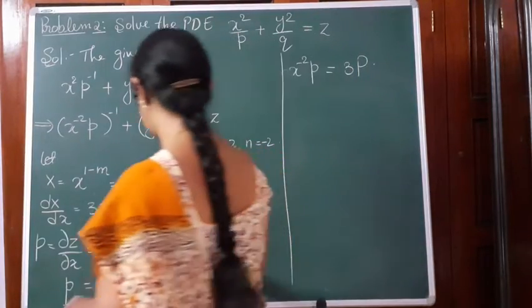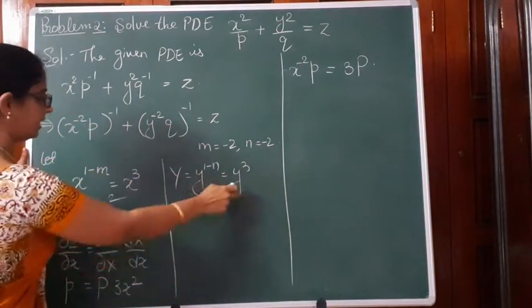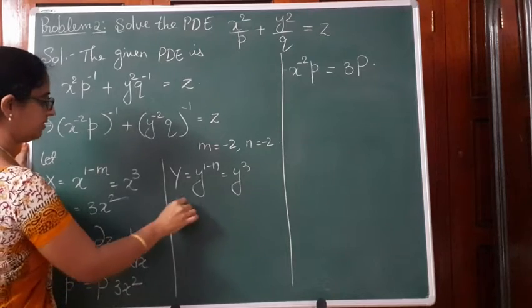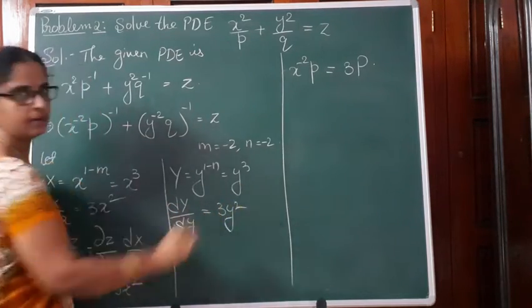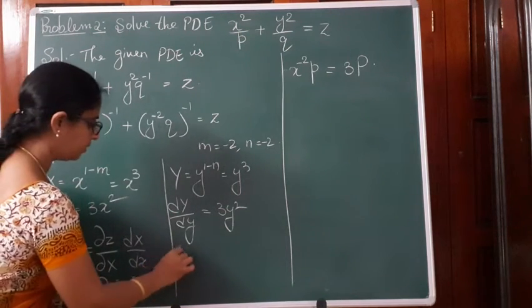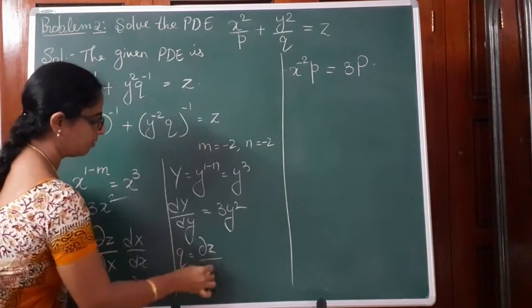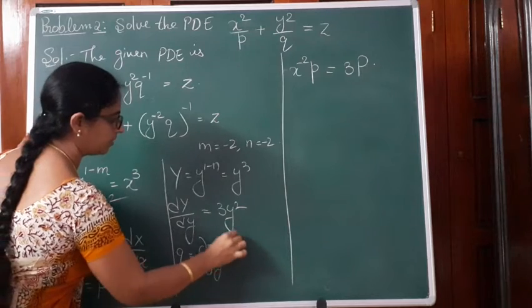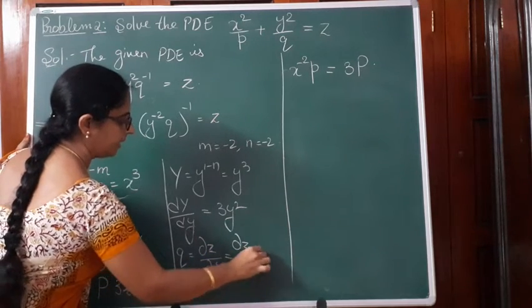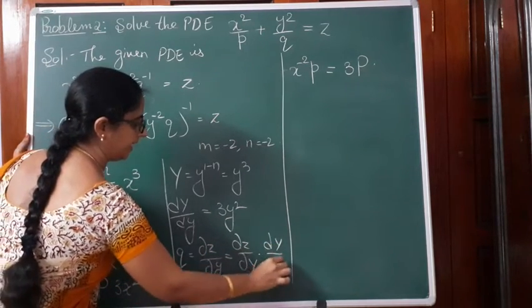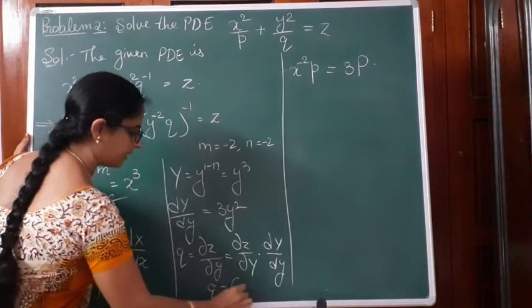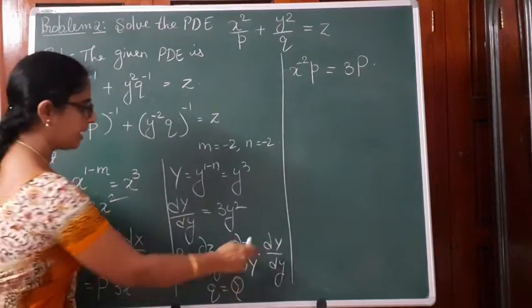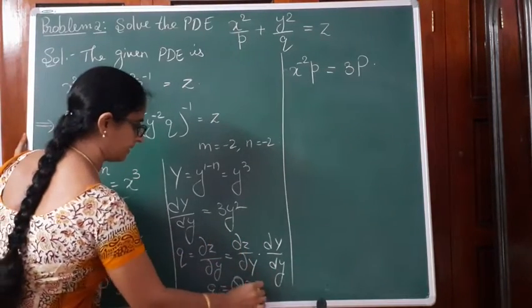Now consider this. Capital Y is equal to y cube. So what is dY by dy? dY by dy is equal to 3y square. Now consider q. q is dou z by dou y. This can be written as dou z by dou capital Y into dY by dy. That is, q is equal to dou z by dou capital Y, we take it as capital Q, and dY by dy is 3y square.